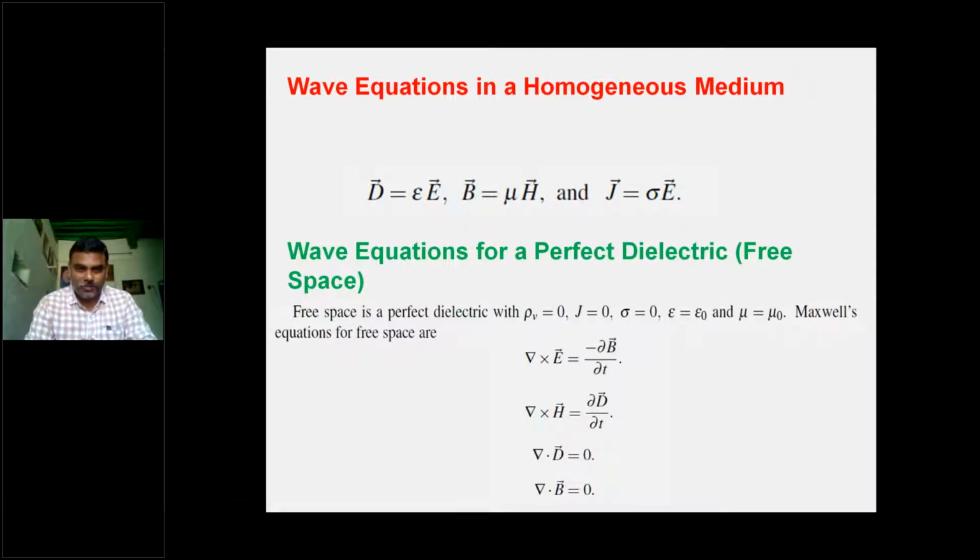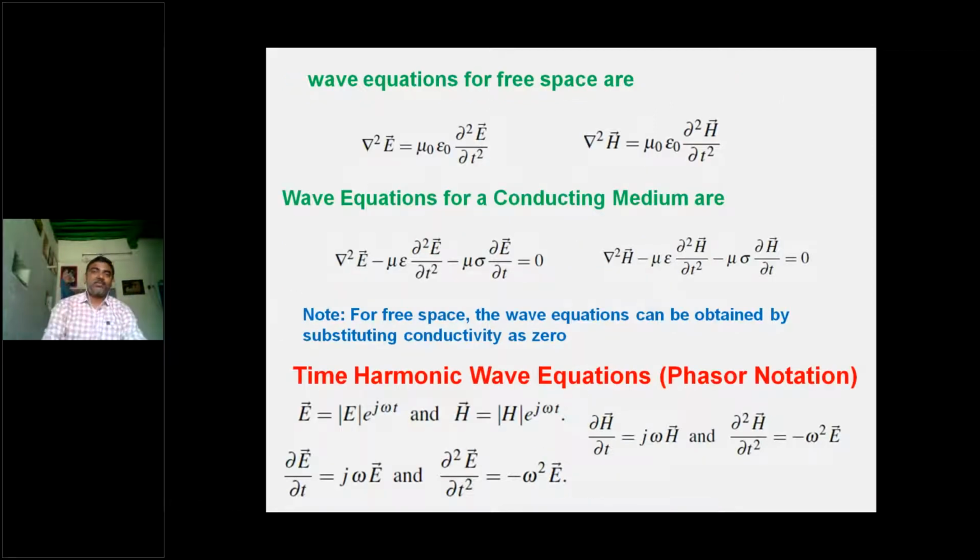After substituting the free space, that means the source free conditions, rho V value 0, J value 0, sigma 0, and by replacing epsilon with epsilon naught and nu with nu naught, and after this, by taking the del cross E equation, we can get for free space del square E equal to nu naught epsilon naught dou square E by dou T square. And similarly for the magnetic field, del square H is equal to nu naught epsilon naught dou square H by dou T square. See here, del square is the Laplacian operator, dou by dou T is the partial differentiation.